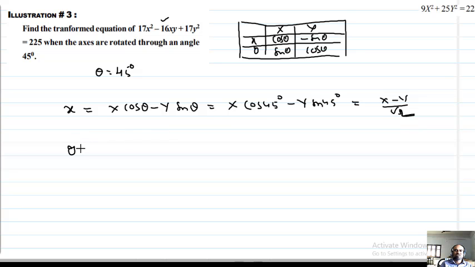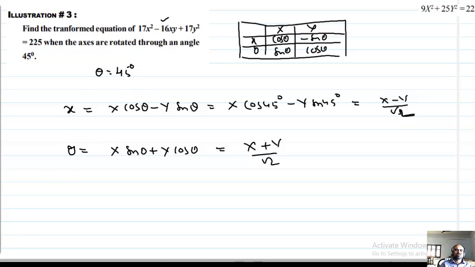Small y I want now. Small y means capital X sin theta plus capital Y cos theta. So directly we get (X plus Y) by √2.